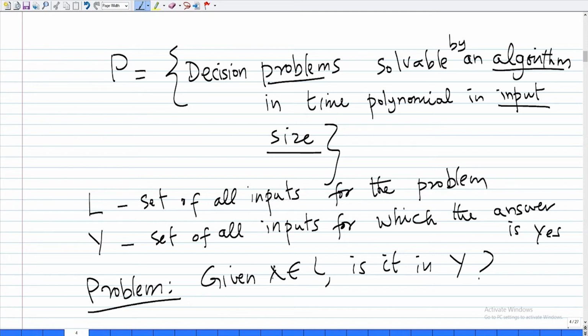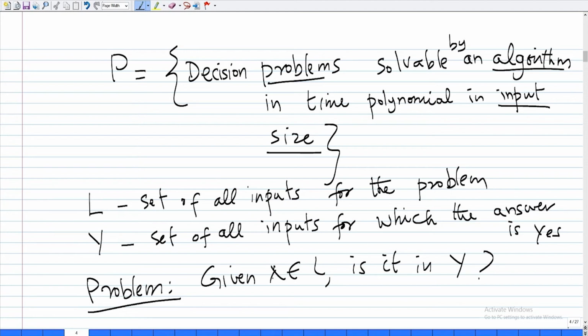So, now what is an algorithm? A deterministic Turing machine which will take my x in the language and answer in polynomial time whether it belongs to the set y or not. This y, L, everything depends on the problem I am interested in. If I am talking about graphs, L will be the set of all graphs. I may be talking about formulas, L may be the set of all formulas. I may be talking about some strings, L will be the set of all strings and so on.